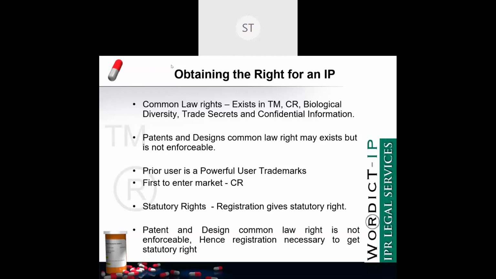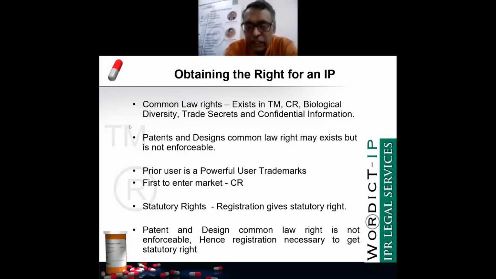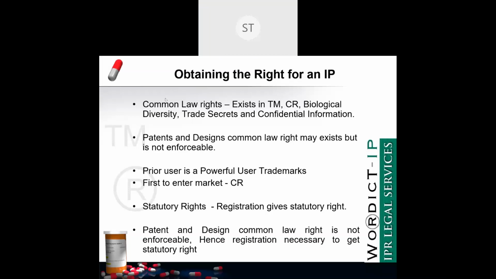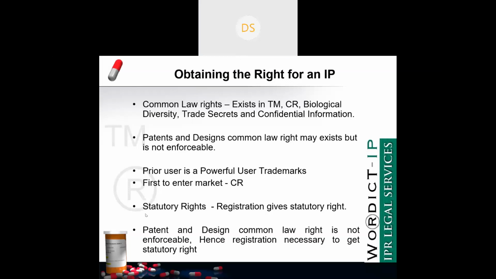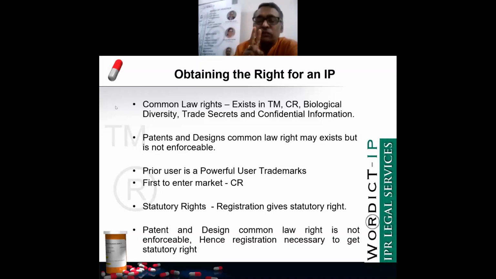Okay. See, obtaining a right for an IP. What exactly is obtaining a right for an IP? When you obtain a right for an IP, the right is a statutory right, what the statute gives you. Now there are two types of law that work. One is the statutory law and the second is the common law.